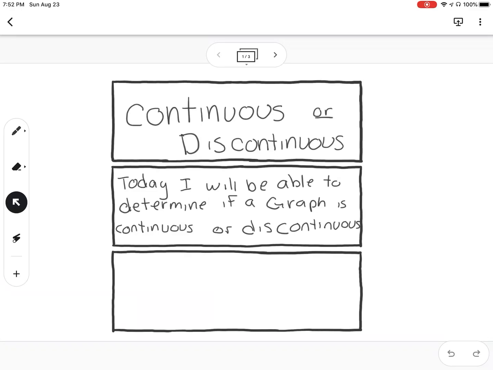Alright, so in this lesson we're going to talk about how do you know if a graph is continuous or discontinuous. The objective today is that I will be able to determine if a graph is continuous or discontinuous.